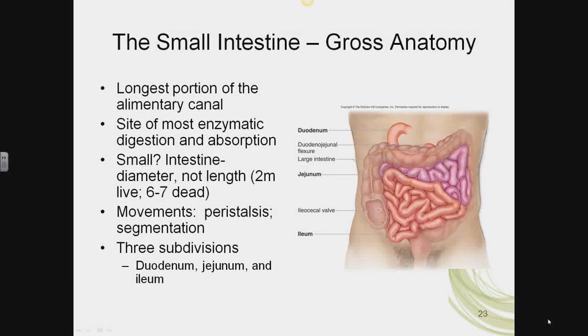Welcome back to our third installment for the digestive system. We have finally made it to the small intestine. Let's now address the gross anatomy followed by the histology of the small intestine.